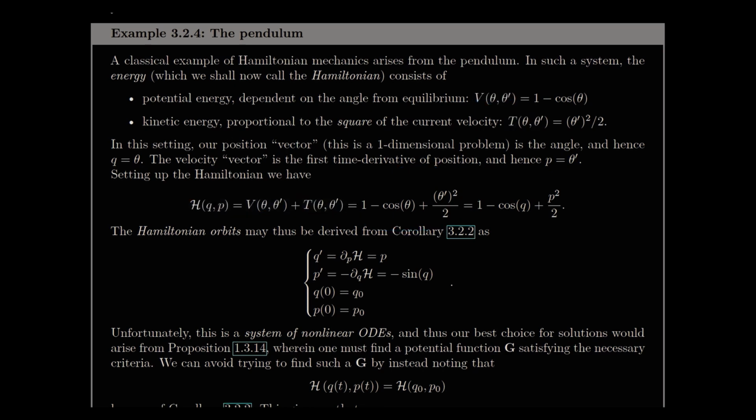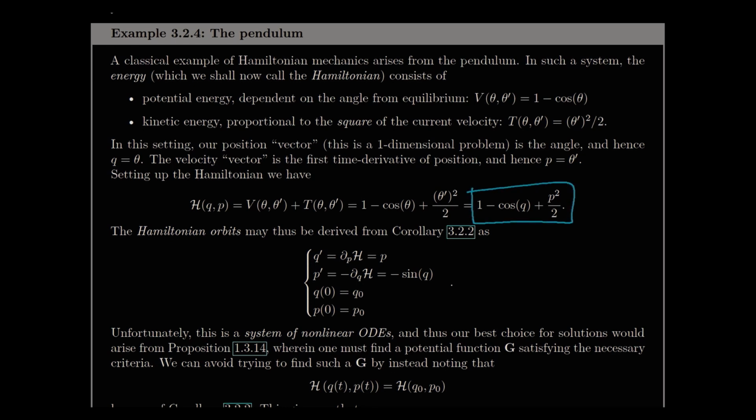And now we have to be a little bit clever. The Hamiltonian is supposed to be a function of space and velocity. So velocity here is theta prime. So everywhere I see theta prime, I'm putting a p in there. Space here, or the potential energy, is theta. Everywhere I see theta, I'm going to put a q. So our Hamiltonian for the pendulum is 1 minus cosine of q plus p squared over 2. This allows me to construct the Hamiltonian system.